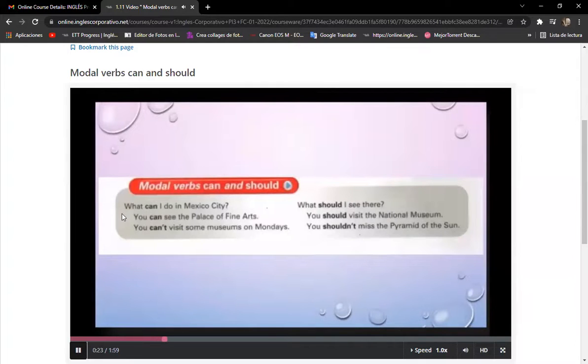What can I do in Mexico City? You can see the Palace of Fine Arts. You can't visit some museums on Mondays. What should I see there? You should visit the National Museum. You shouldn't miss the Pyramid of the Sun.